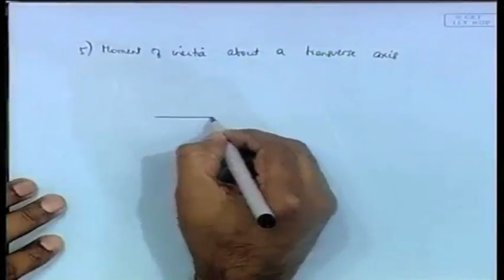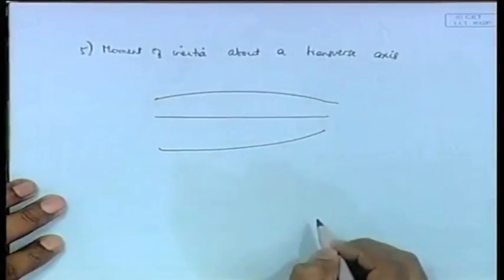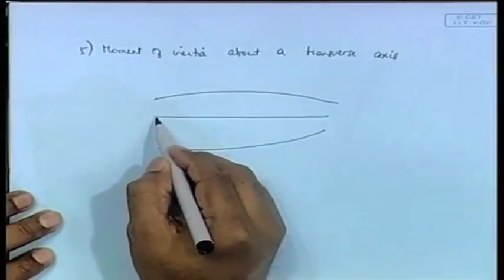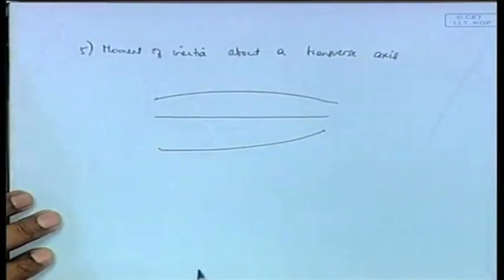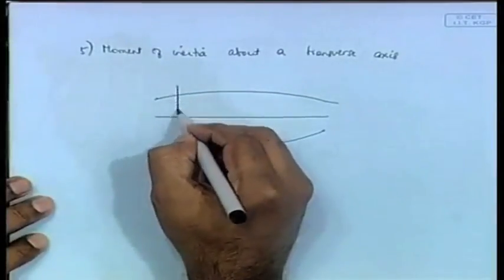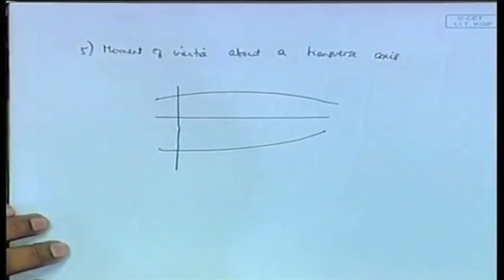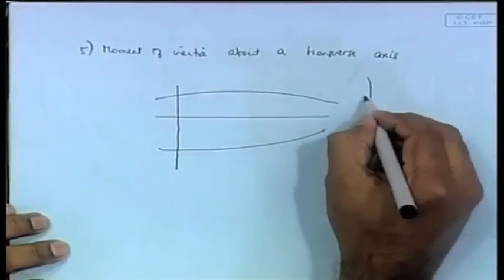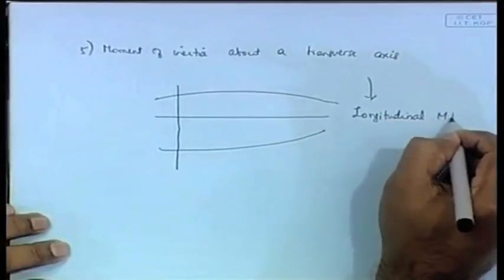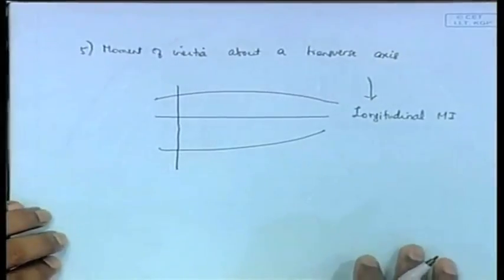Suppose this represents the ship. What we found in the previous section was the moment of inertia about the longitudinal axis, which is called the transverse moment of inertia. Now we are finding the moment of inertia about a transverse axis, meaning this axis, which is known as a longitudinal moment of inertia.